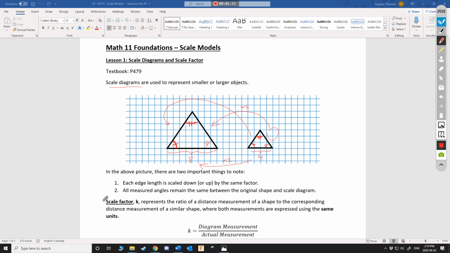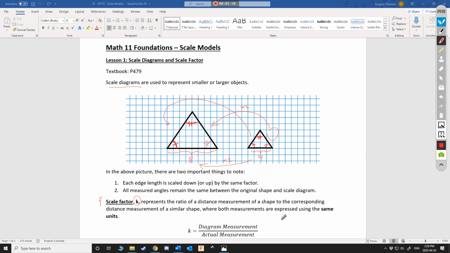So the main concept for this topic today is this thing called scale factor. We use the symbol K to represent this. K represents the ratio of a distance measurement of a shape to the corresponding distance measurement of a similar shape, where both measurements are expressed using the same units. So basically, K ends up being a unitless number.